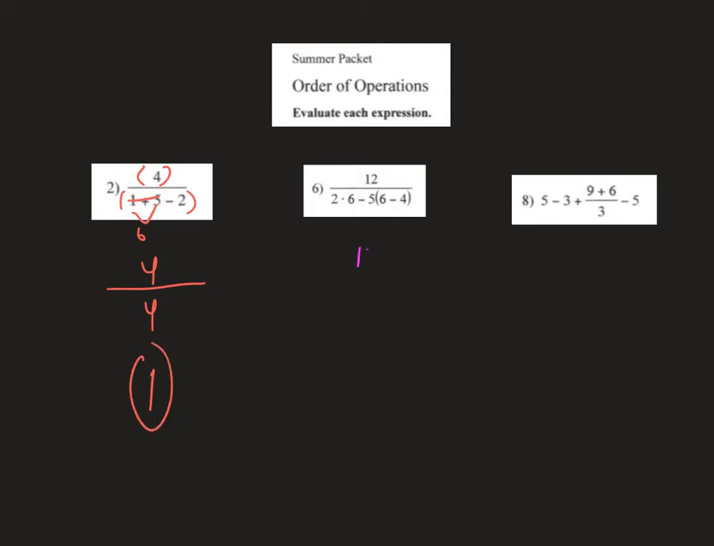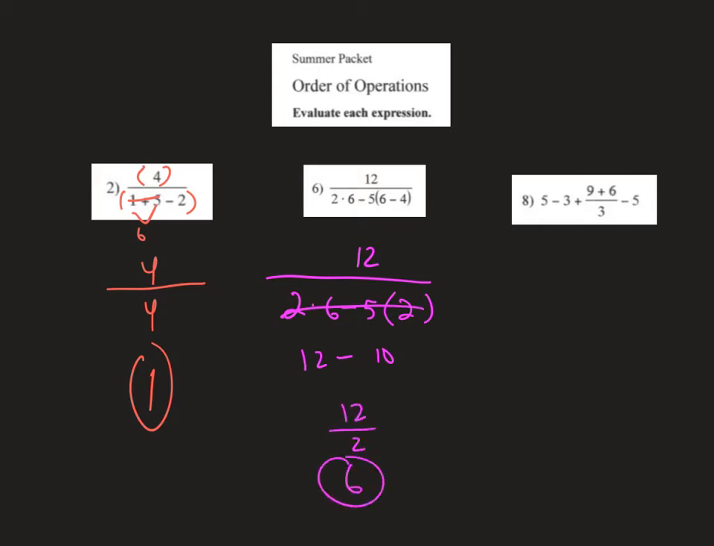On the second problem, nothing to do on the top. So I'm just going to leave that as 12. And then I see some parentheses, so I'm just going to recopy everything else and then do what is in the parentheses, which is 6 minus 4, which is 2. Now as I evaluate, I notice that I have multiplication here and here. So I'm going to deal with that multiplication prior to the subtraction. So 2 times 6 is going to be 12. Minus 5 times 2 is 10. And so that's 12 over 12 minus 10, which is 12 over 2, which is 6.